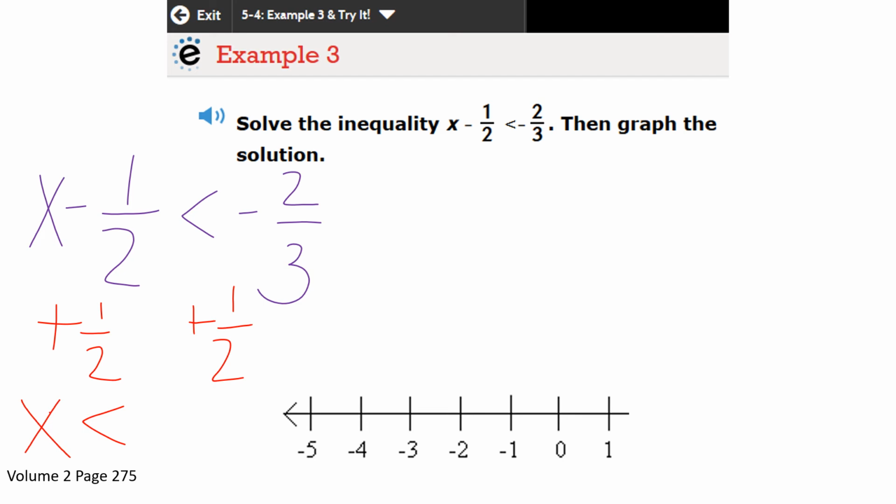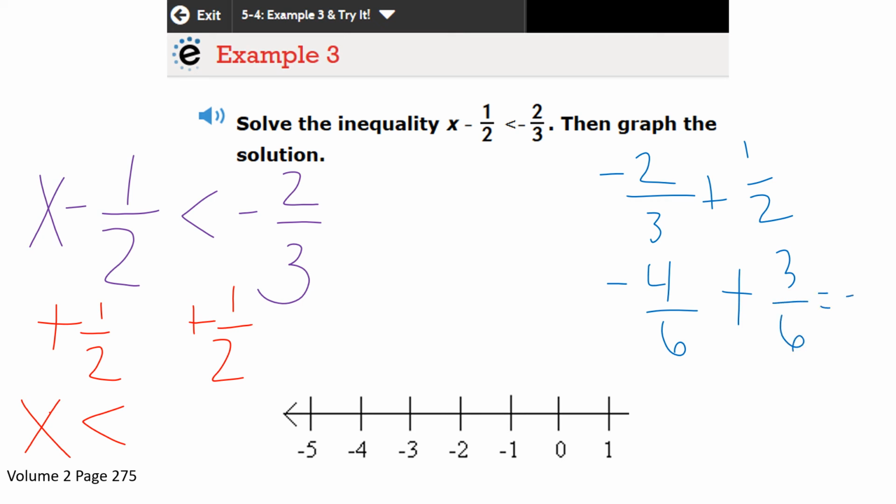Okay, fraction time. Let's do it over here. Negative 2/3 plus 1/2. Well, I need to find a common denominator, which is 6. So negative 2/3 is negative 4/6 plus 1/2 would be 3/6. So I know my denominator is going to have a 6 because when we add fractions, the denominator stays the same.